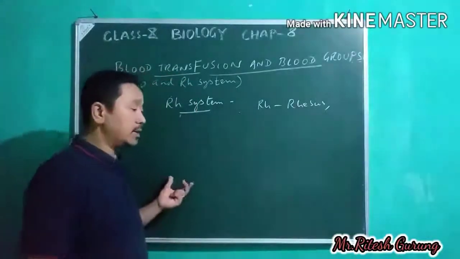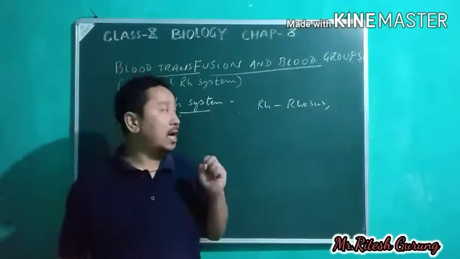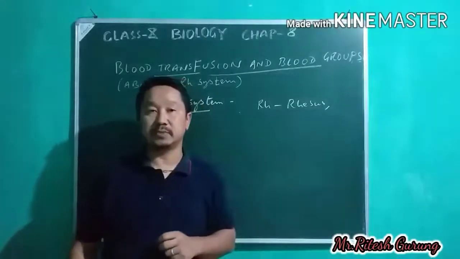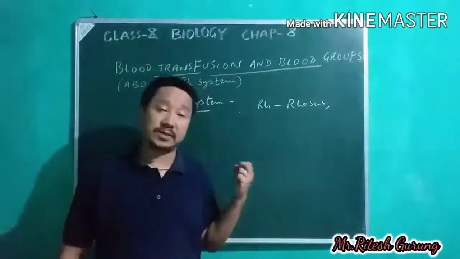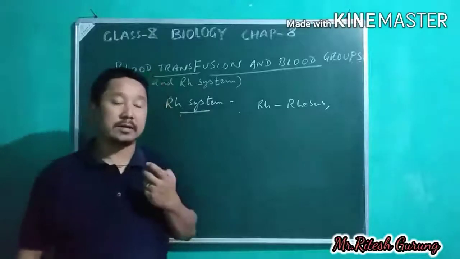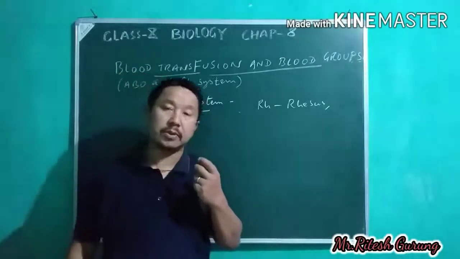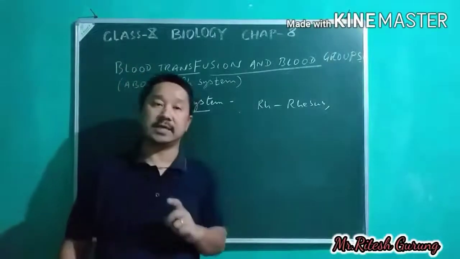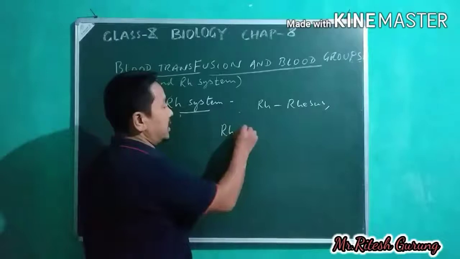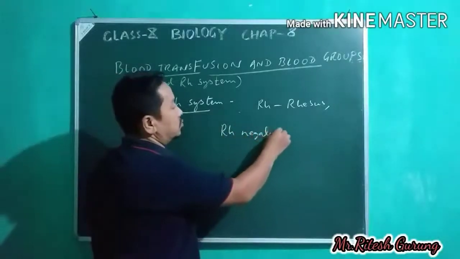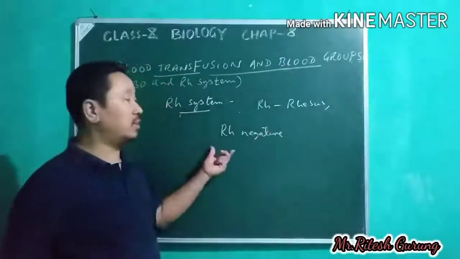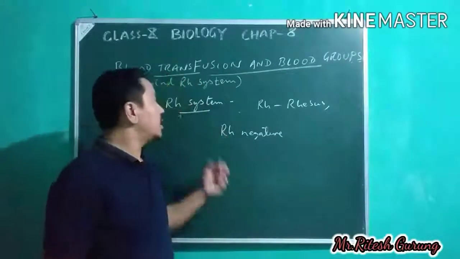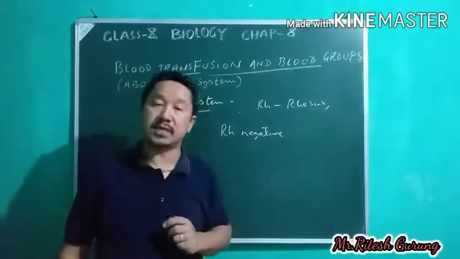Most of the people are Rh positive, which means they have got this Rh factor. But there are people who may not have this Rh factor also. So they are Rh negative. That means those who do not have this factor in their blood are Rh negative. But most of the people are Rh positive, that means they have got Rh factor.